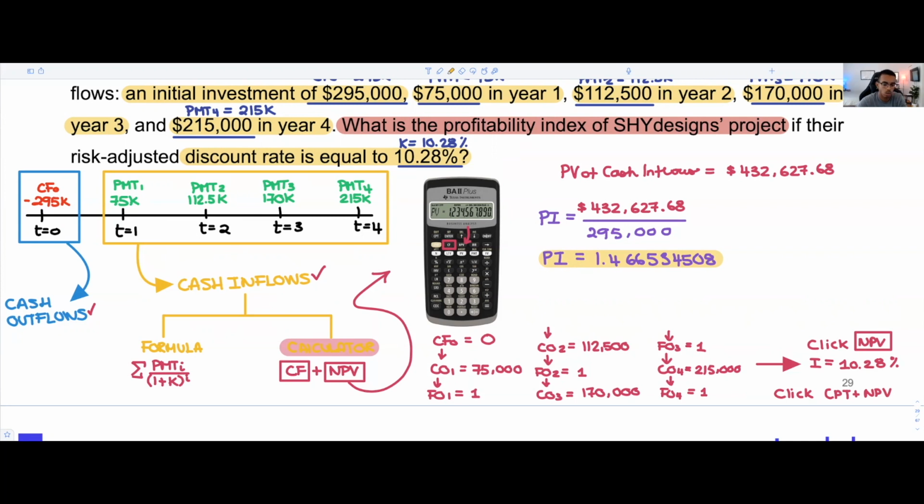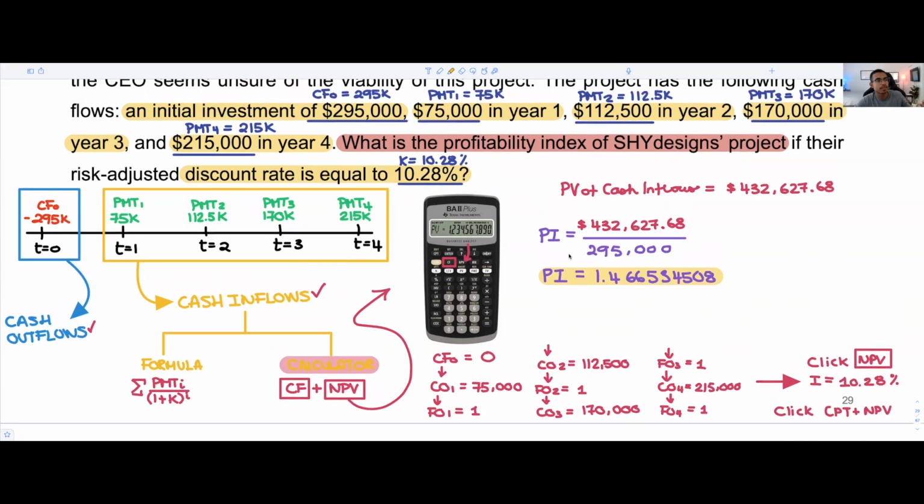We'll move on to the next question in just a second. Then if I were to, yeah, awesome. So we got the correct answer. Cool. So that's how you solve a basic profitability index question, in which you have to use a formula, identify the cash flows, and then plug it in within your calculator. Why use the formula? The formula would probably take more time.